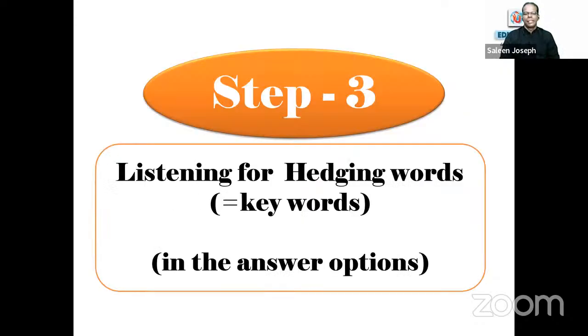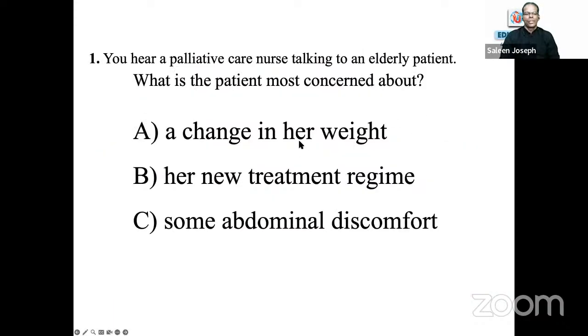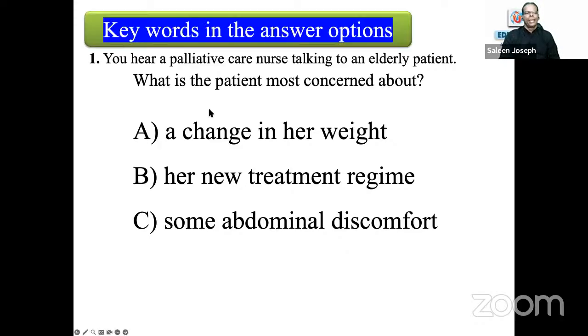Step 3, listening for hedging words or the keywords in the answer options. So then you will look into the answer options. What are the hedging words here? Option A, weight. Option B, new treatment regime. Option C, abdominal discomfort. I'll show you how easy it is.